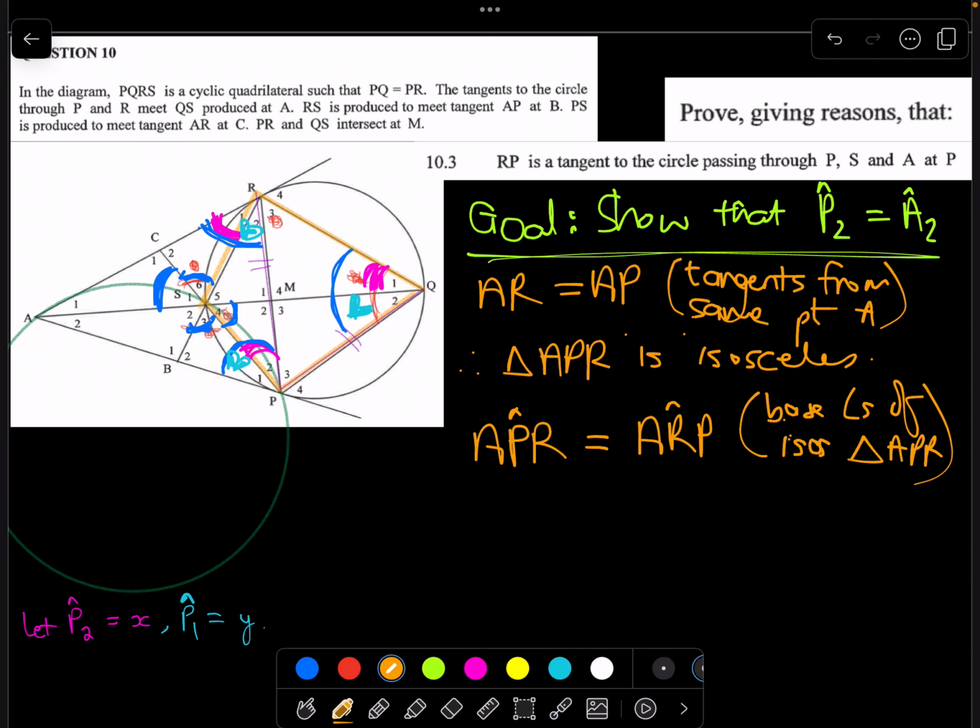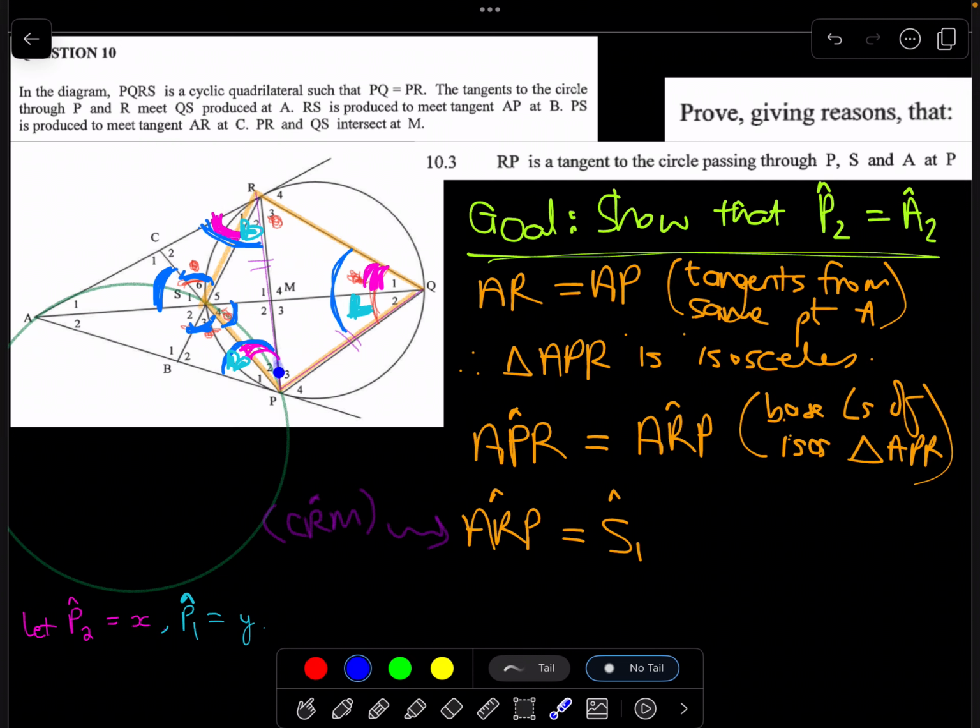Okay, and then we know that we've already shown that CRM, which is the same as ARP, so I'm just going to keep with the nomenclature. ARP is the same as angle S1, right? So I'm just going to add that this is the same as CRM. CRM is that one, ARP is, you know, longer arms. Anyway, so it is the same as S1. This is already proven in a previous question.